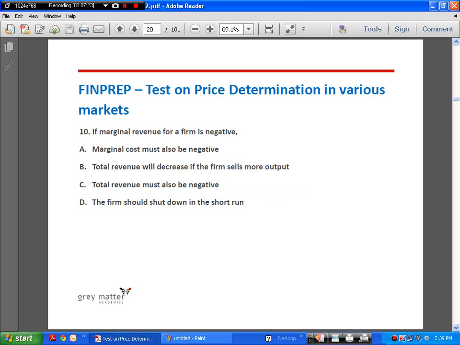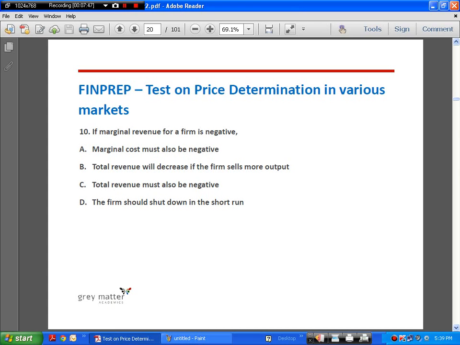The 10th question. If marginal revenue for a firm is negative, marginal cost must also be negative. Total revenue will decrease if the firm sells more output. Total revenue must also be negative. The firm should shut down in the short run.